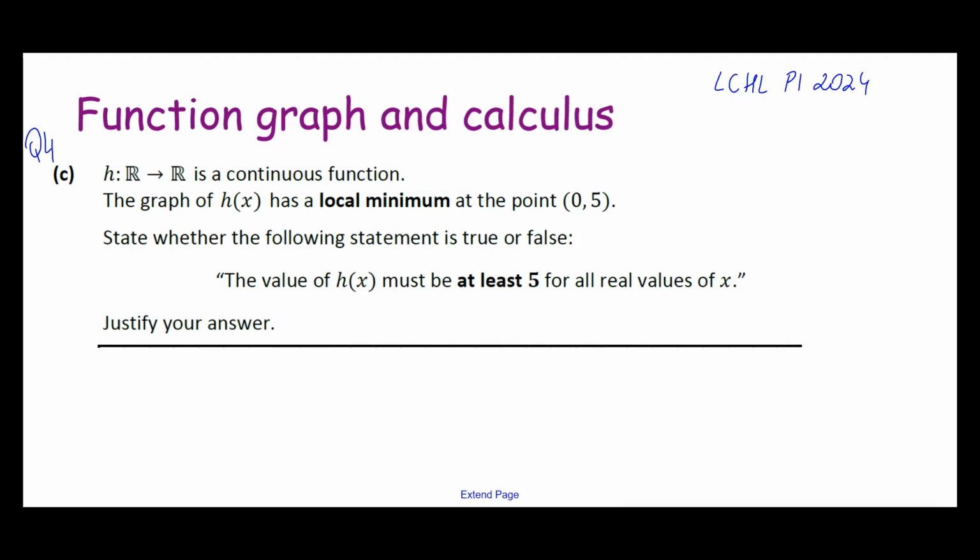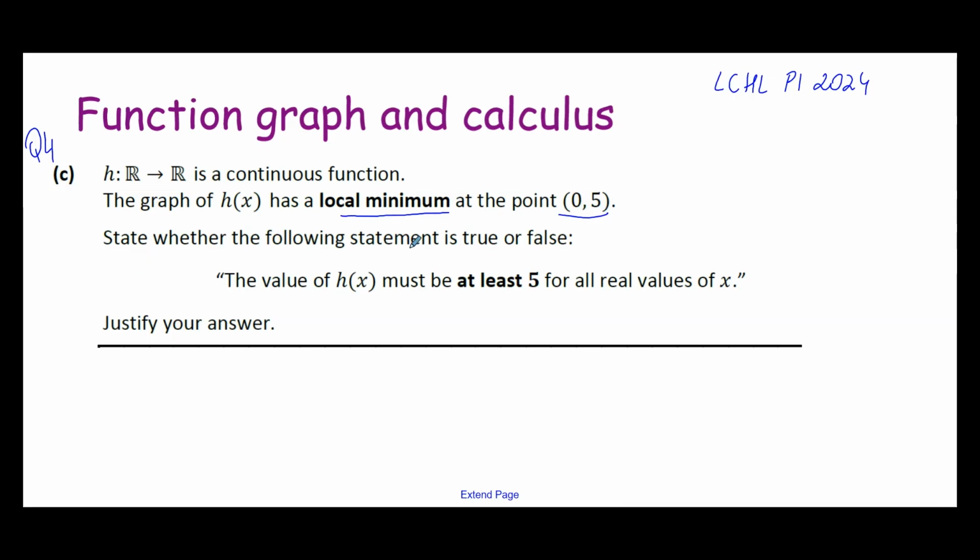Okay, let's have a look. So here we have given that function h, right? It is a continuous function. This has to do with the domain and the range. The graph of h(x) has a local minimum at the point (0, 5). Okay, we understand local minimum, okay?